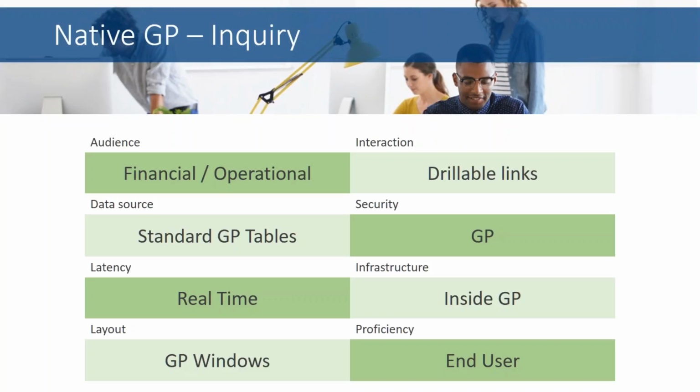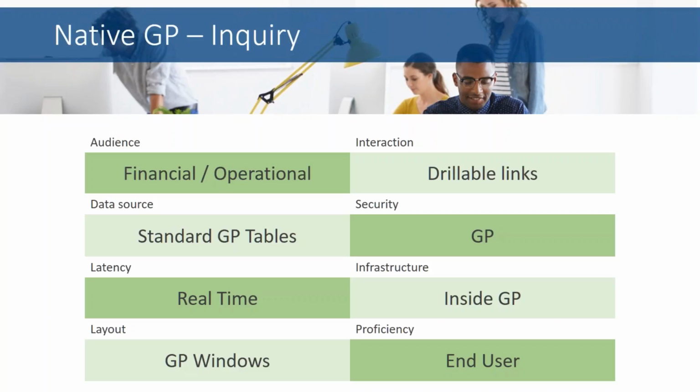So for native GP, there's something that we think a lot of people overlook that can solve your question pretty easily. It's very straightforward. If you have access to GP, you can immediately get this result. So the audience is going to be somebody that already has a GP license, already knows how to log into the product, and it's already built within GP, so the layout is a GP window.